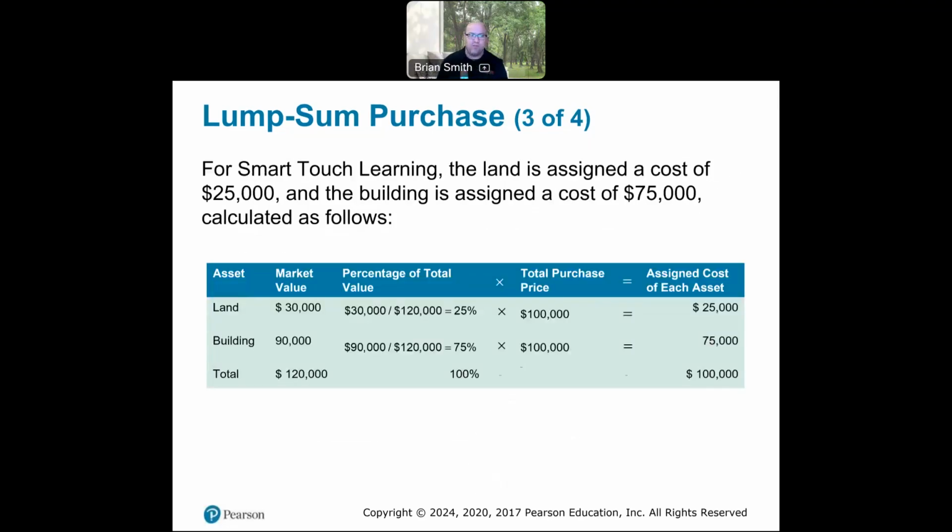And here's an example of this. You see our market values there in the second column. The percentage of the total value is 30,000 over 120,000 for the land. That's 25%. And the building is 90,000 over 120,000. Again, that's your fair market value. But we only paid 100,000, so we did not pay full market value for those assets. So we're going to take that 25% and multiply it by the purchase price to come up with our land amount, and then 75% towards our building. Those totals equal 25,000 and 75,000 respectively.